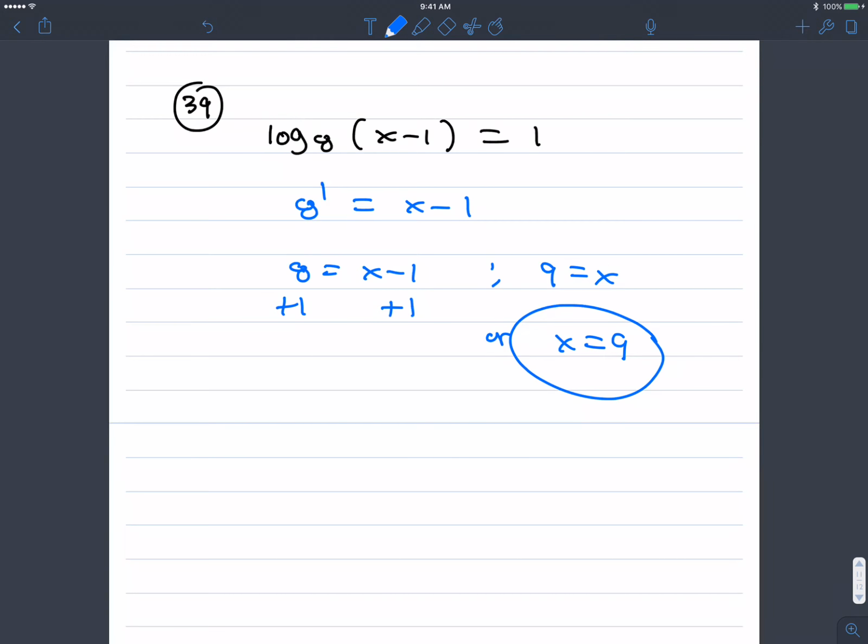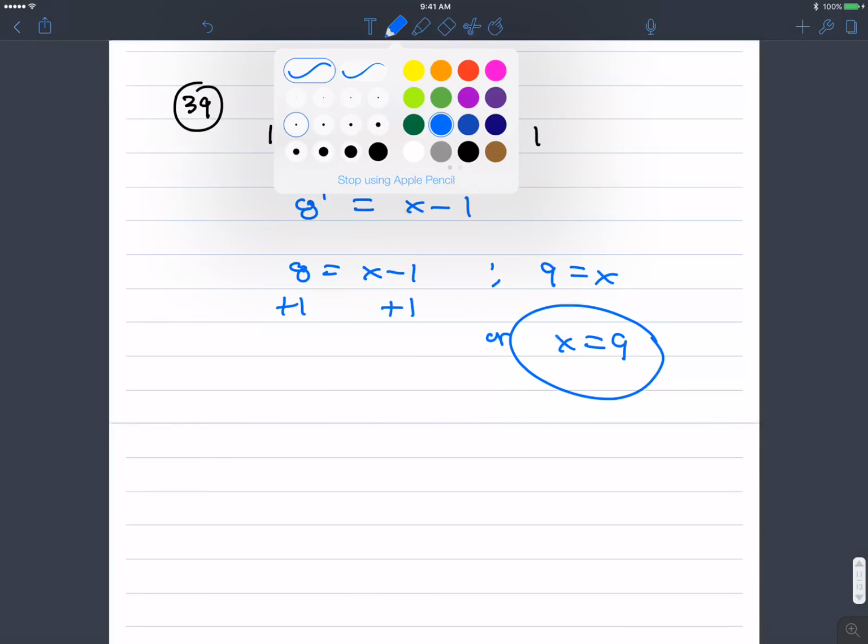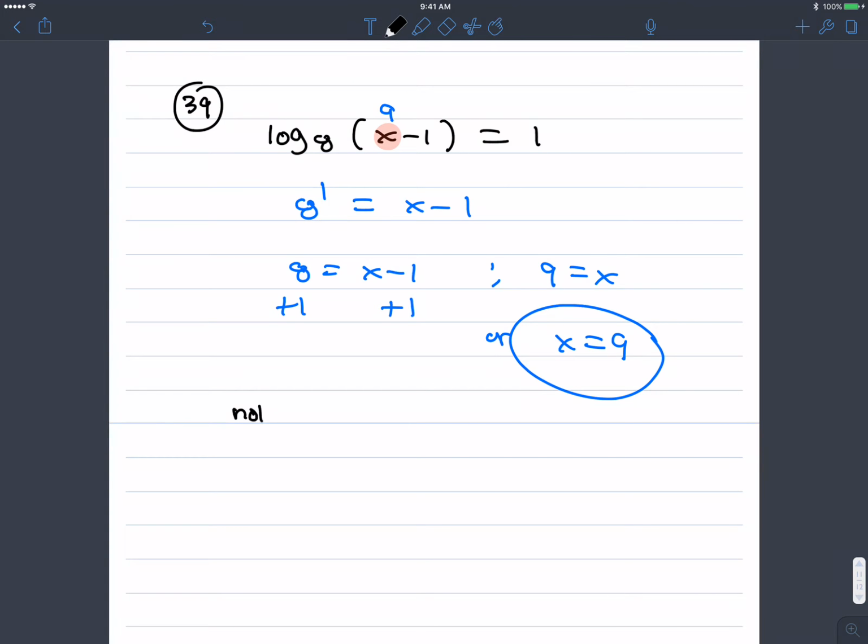Notice, if I plug 9 back in for x, here's what I get. Log base 8, 9 minus 1 is 8, and that does indeed equal 1. The important fact is that this is a positive number.